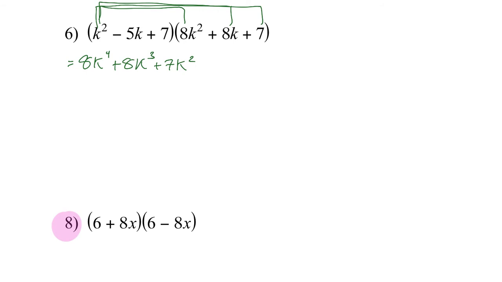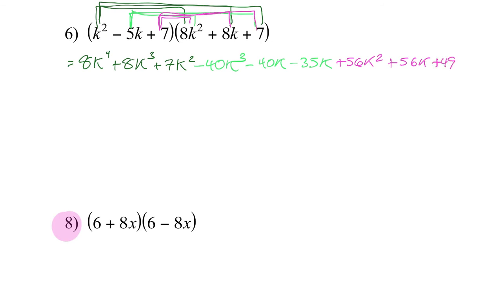Right? Then I'm going to take the 5k and multiply it again. 5k minus, so it's 5k cubed. Then negative 5k times 8k is negative 40k squared. And then negative 5k times 7 is negative 35k. Now I'm going to take the 7 again times everything. So plus 56k squared. Then plus 56k. Then 7 times 7 plus 49.